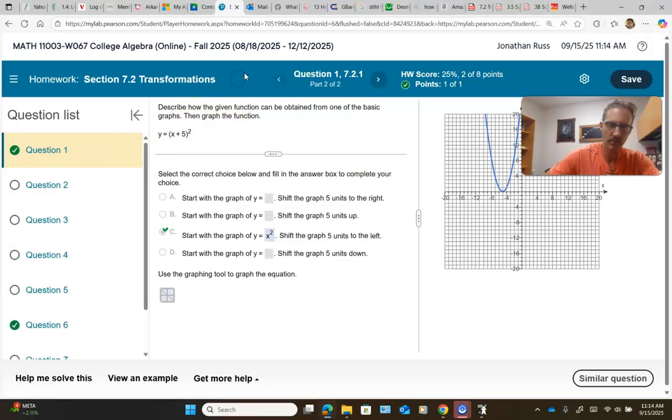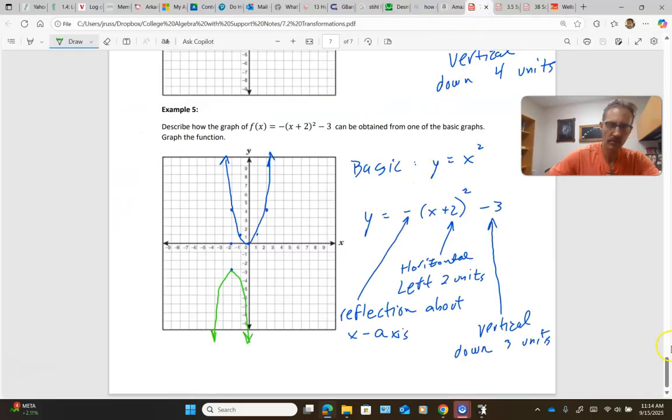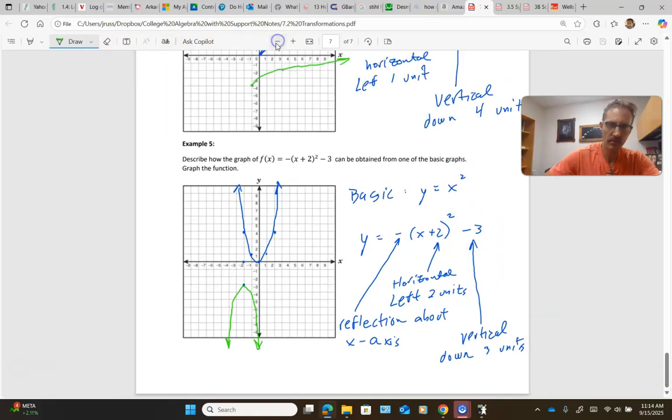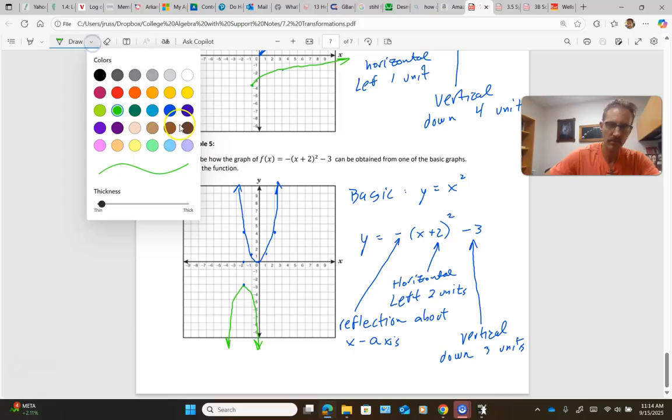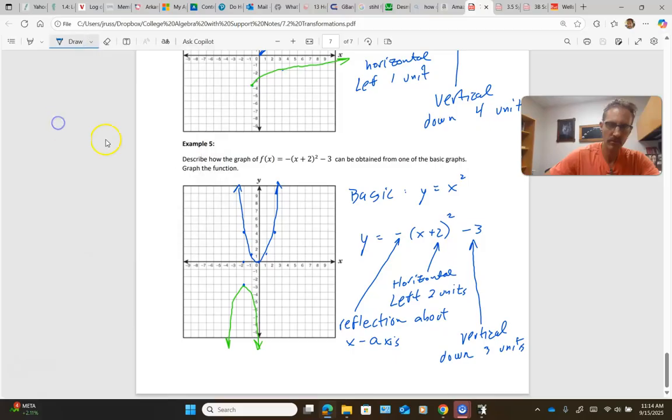All right, well that does it for 7.2 with transformations. And so in the next section, 7.4, guys, I believe that's where we're going next. We are going to be studying quadratic functions in more detail. Okay? All right, so I'll see you in that video.